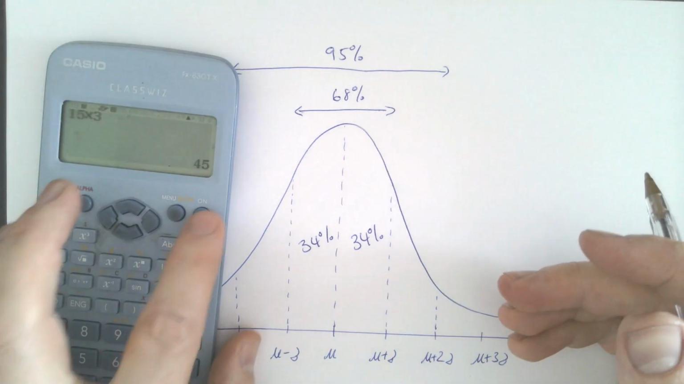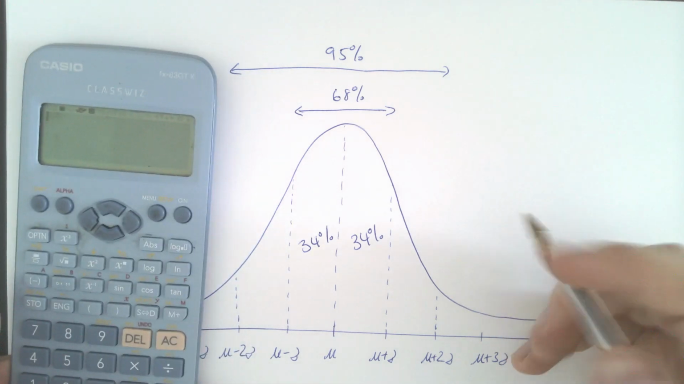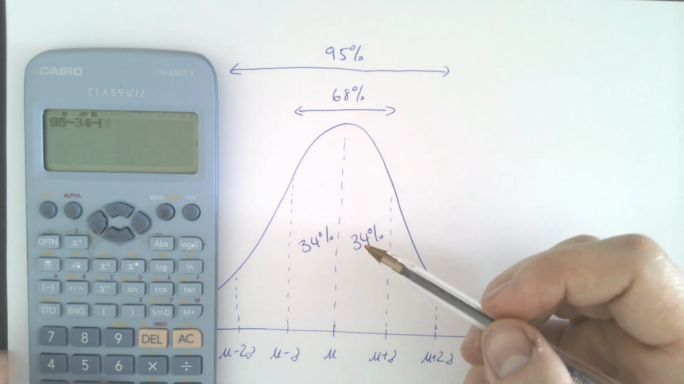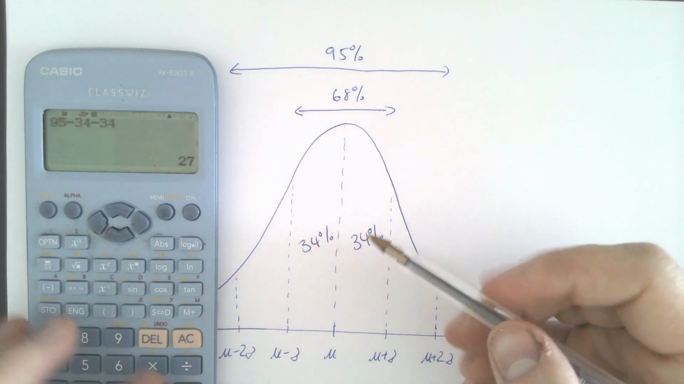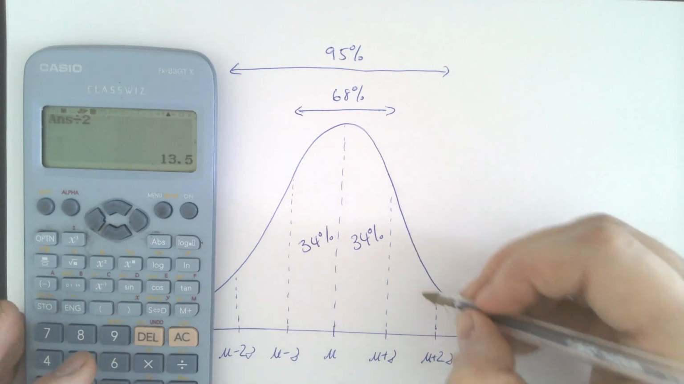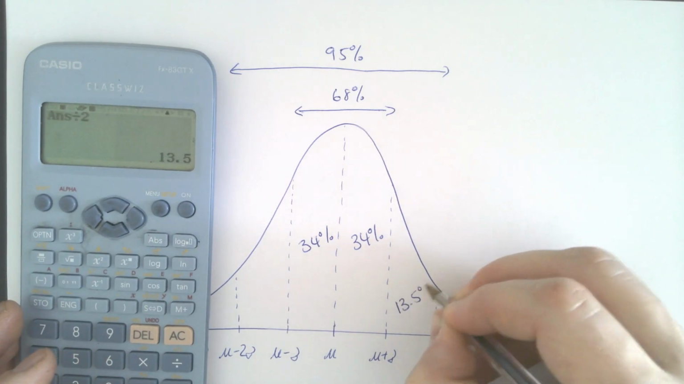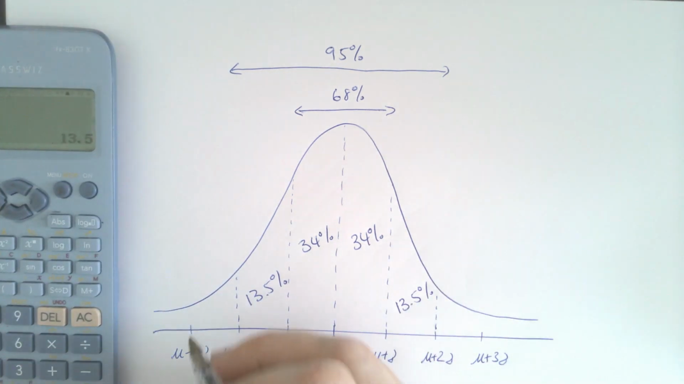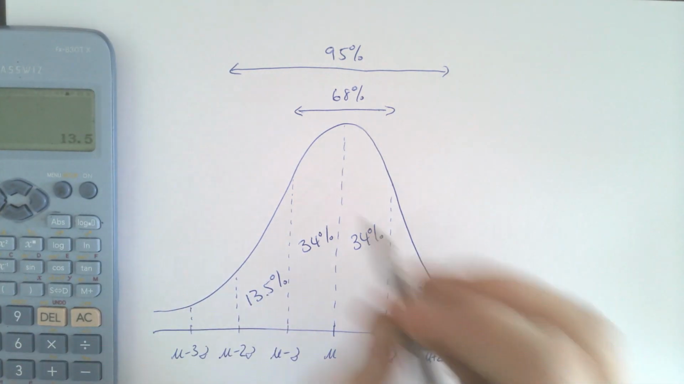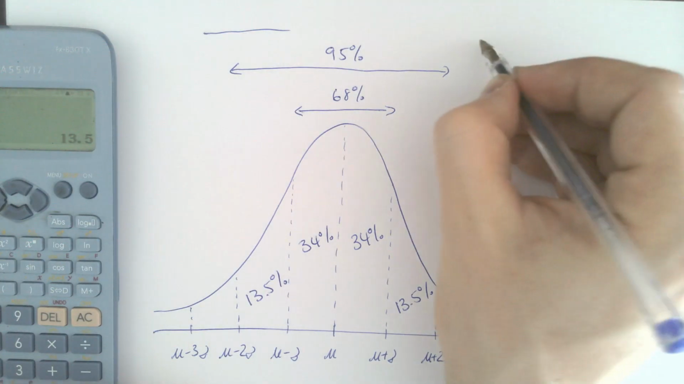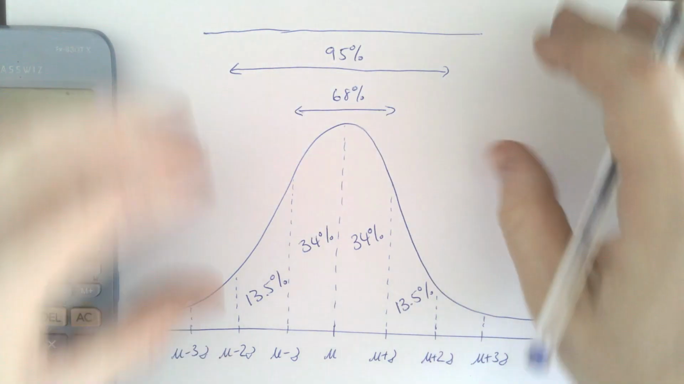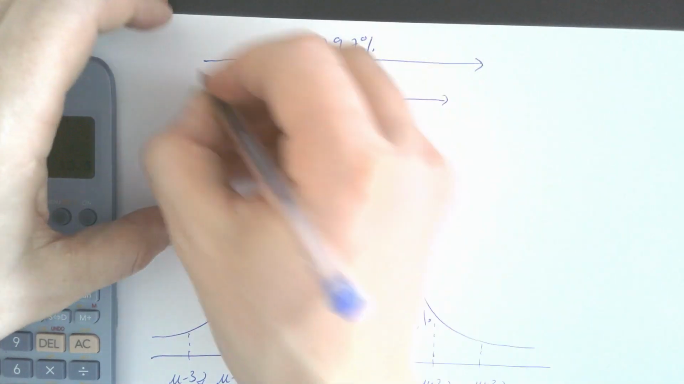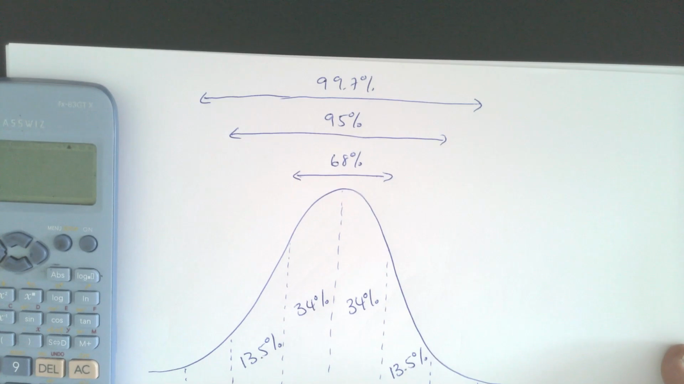So I want to work out what this region and this region are. Now you can memorize these numbers or you can just plug in your calculator and find out. I'm going to say 95, take away 68, gives me 27, and I divide that by 2 because there's 2 regions. So each of these regions is 13.5%. Now, last one's going out to the 3rd standard deviation, out here. So stretching either way, the whole way across. And that is 99.7%. So that's 99.7% up there.